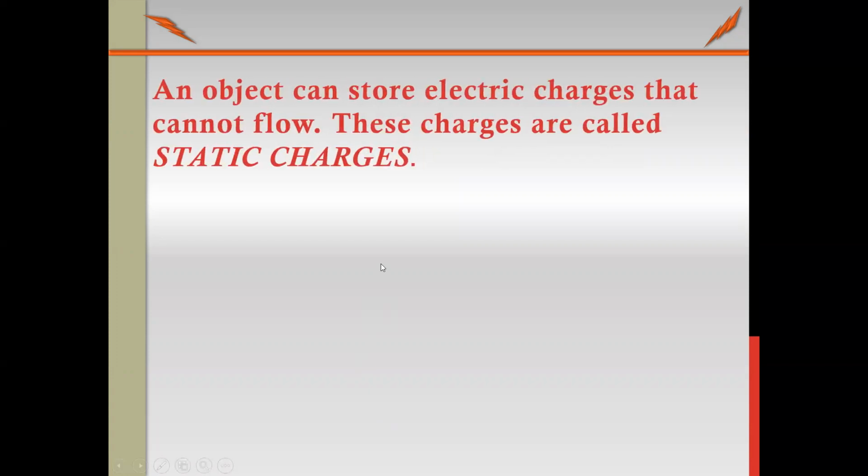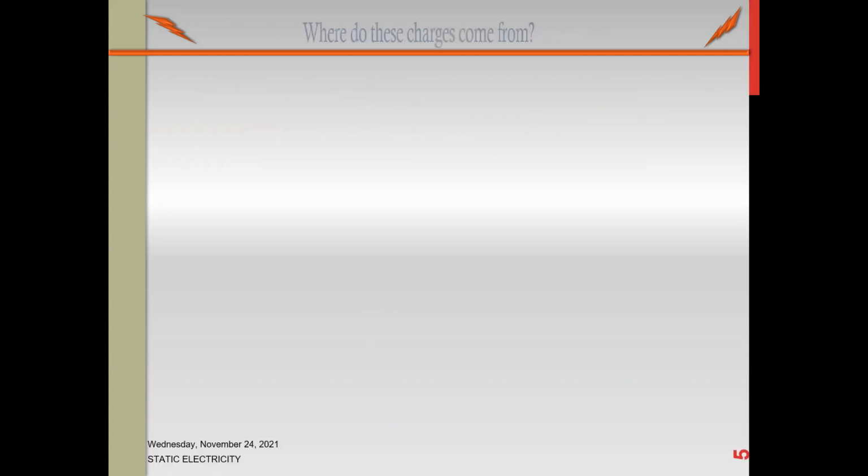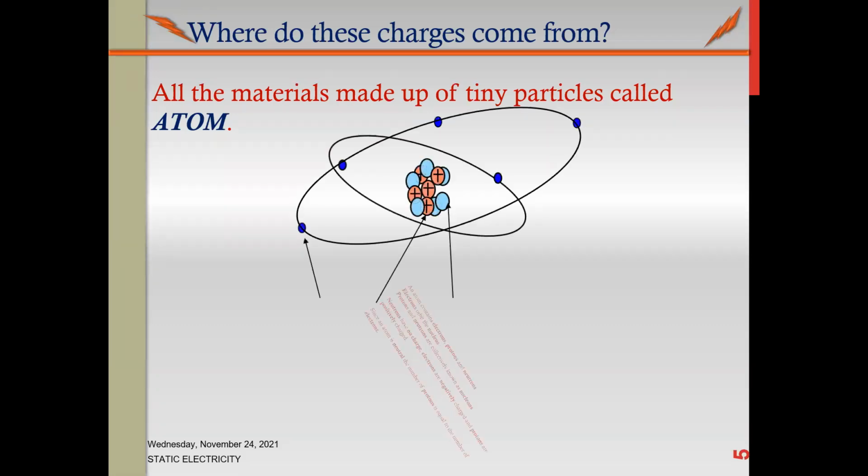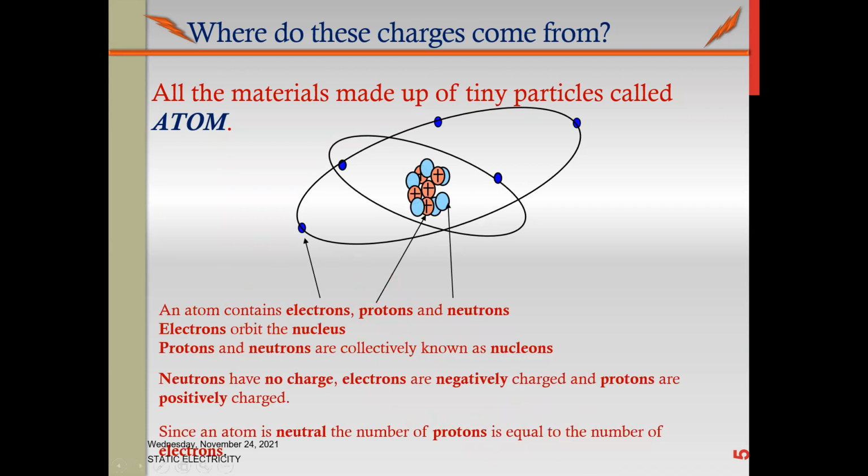As we know, every object, every material is made up of atoms. So where do the charges come from? All materials are made up of atoms. An atom consists of neutron, proton, and electron. The central part of the atom is the nucleus, and inside the nucleus we have particles such as neutron and proton. Protons are positively charged, neutrons are neutral, with no charge, and around the nucleus there is another particle which is revolving, and we call them electrons.